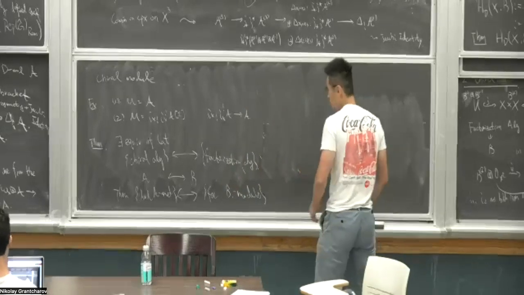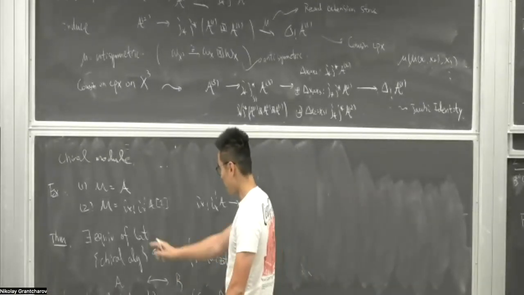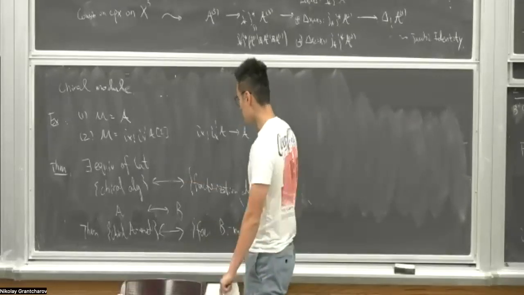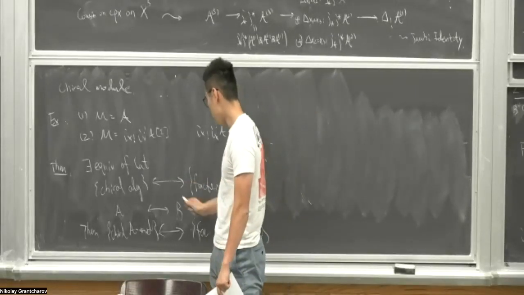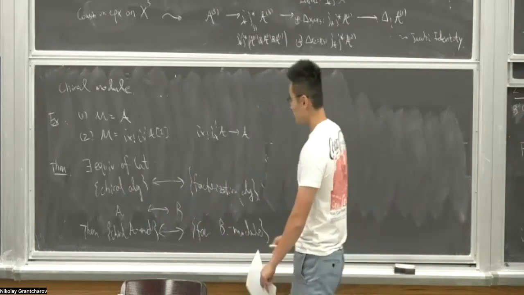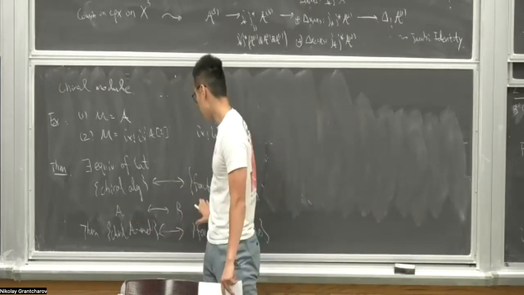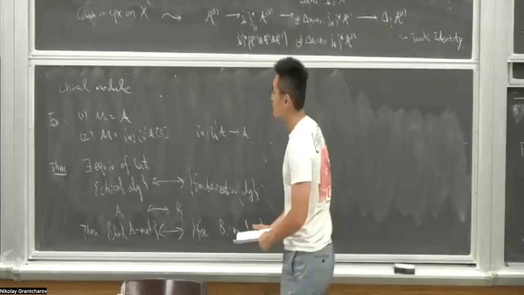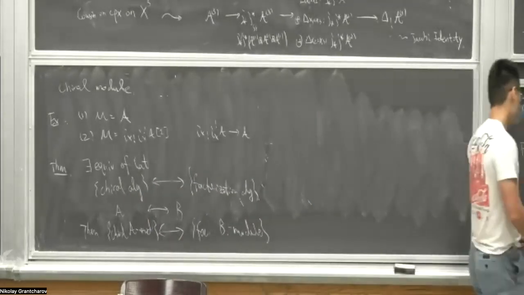Well, we're in the midst of proving a theorem, and we said we already constructed the functor from factorization algebra to chiral algebra. And this direction is relatively easier. The next thing to do is construct a factorization algebra from the chiral algebra.